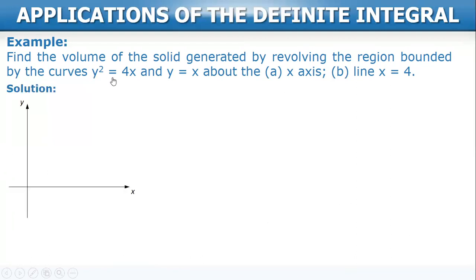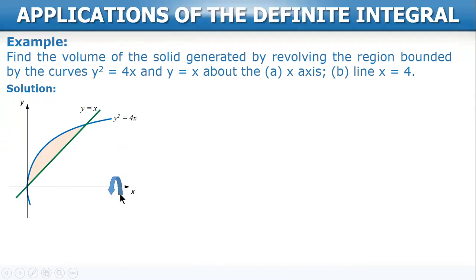So first is your graph. Y squared equals 4x is a parabola opening to the right. And you have this one. We'll just cut here. Y equals x is a line having a slope of 1 and it passes through the origin since our y-intercept is 0, from the standard form y equals mx plus b. So since it passes through the origin, this is our line. So this is our region. And letter A, we are going to revolve this about the x-axis. And then letter B, about the line x equals 4.